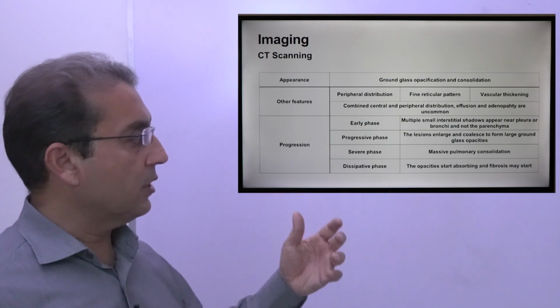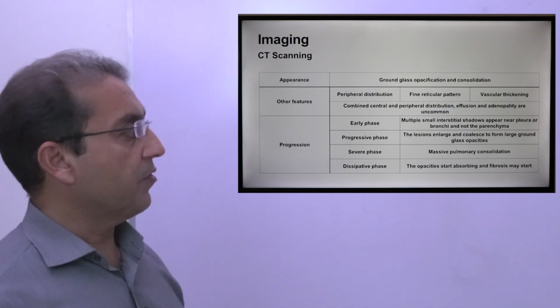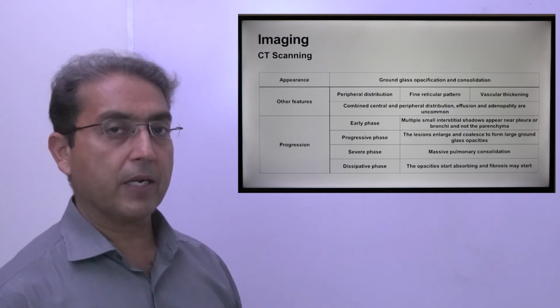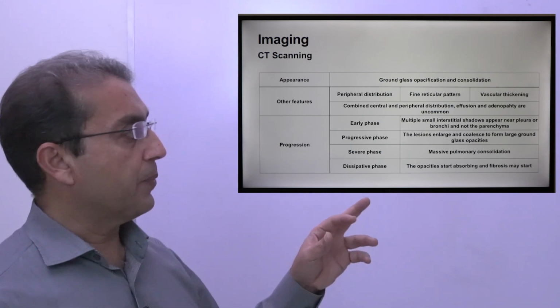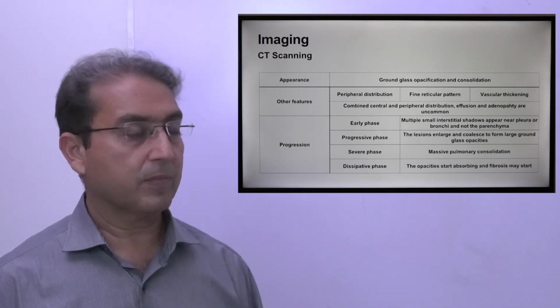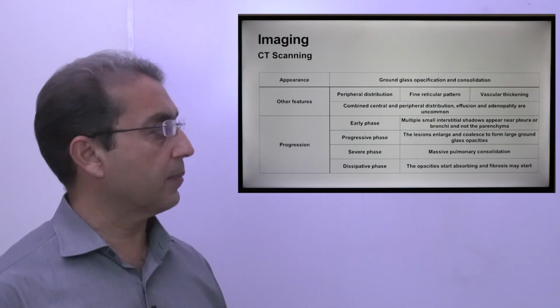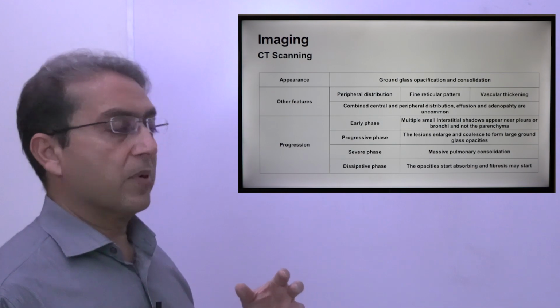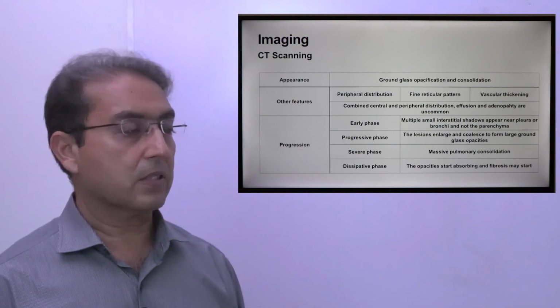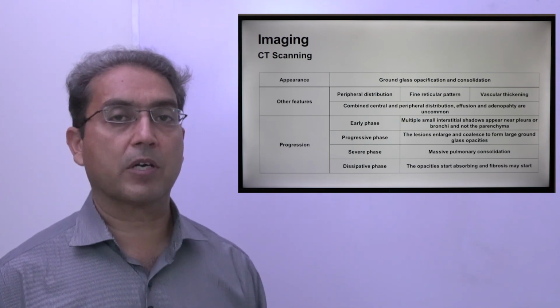So we actually see, as the disease progresses, evolution in the CT scan. In the early phase, we see there are multiple small interstitial shadows which appear near the pleura or bronchi. They are not seen in the parenchyma. And then in the progressive phase, these lesions coalesce, become large and form large ground glass opacities. And in patients who got severe disease, there may be massive pulmonary consolidation.